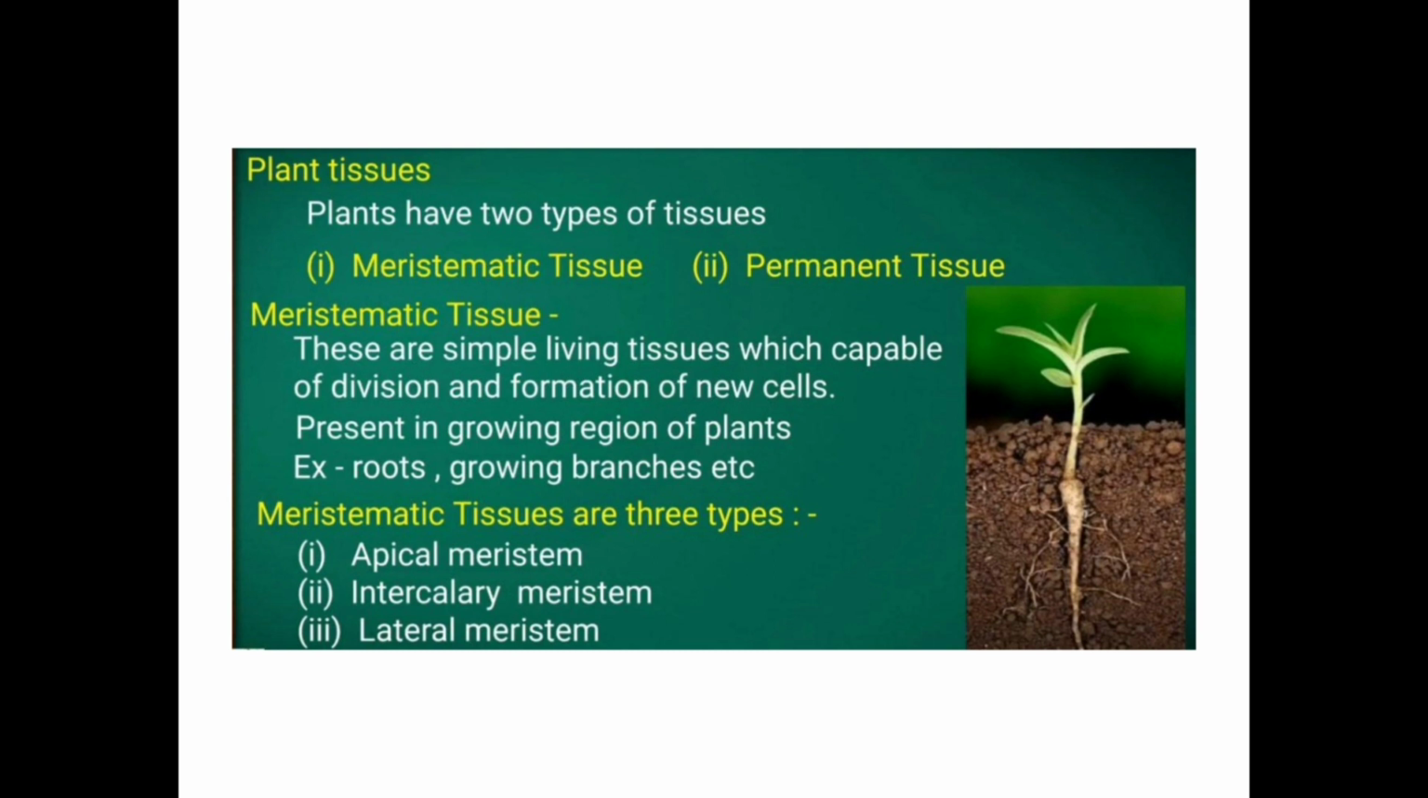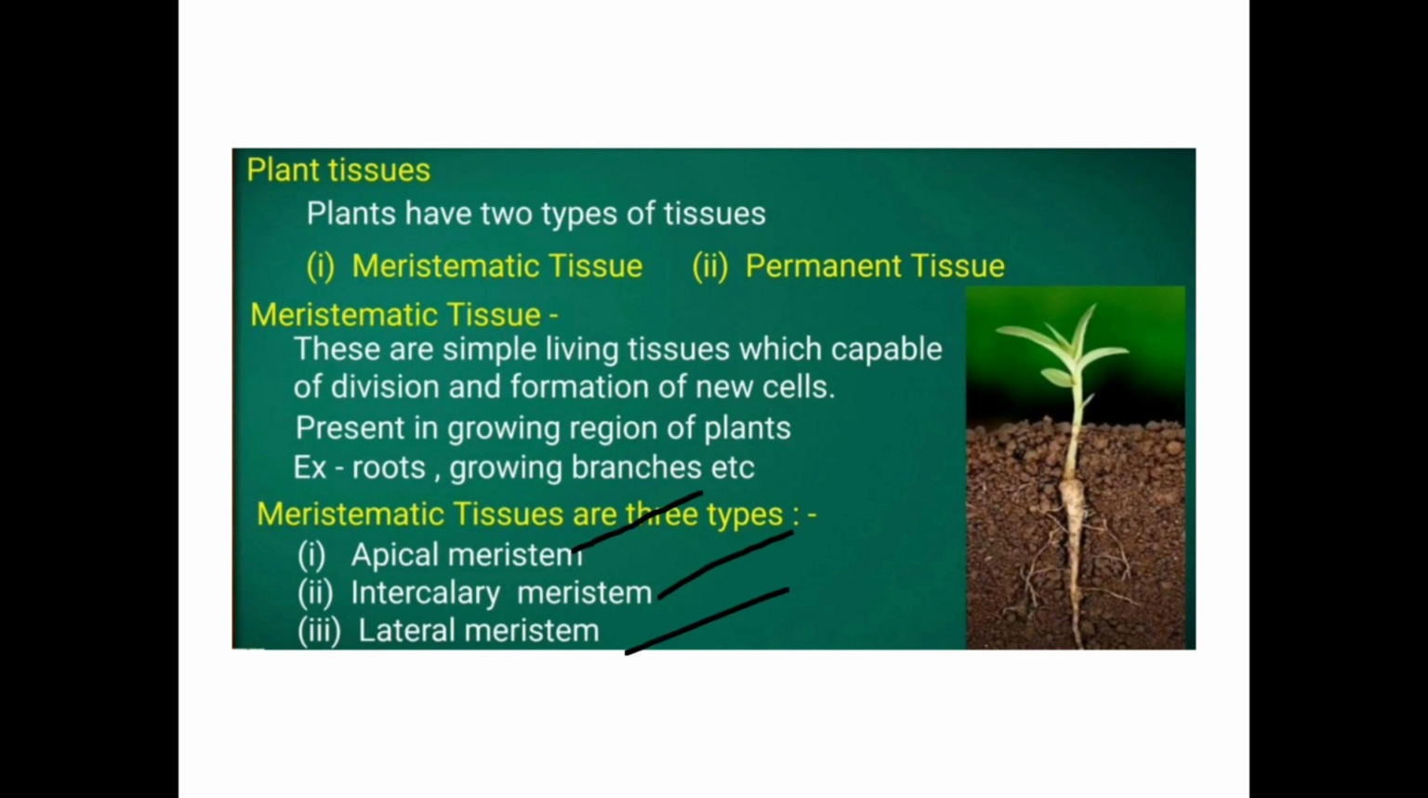So these meristematic tissues, which perform the function of growth, are present at the growing tips of the growing regions of the plant. This meristematic tissue is again divided into three: apical meristem, intercalary meristem, and lateral meristem.